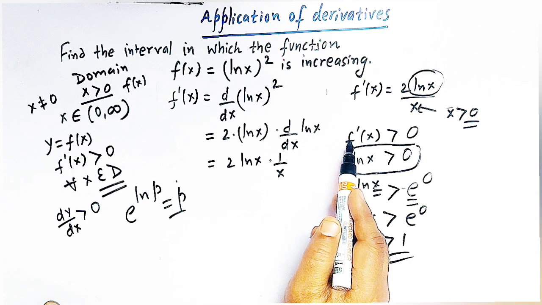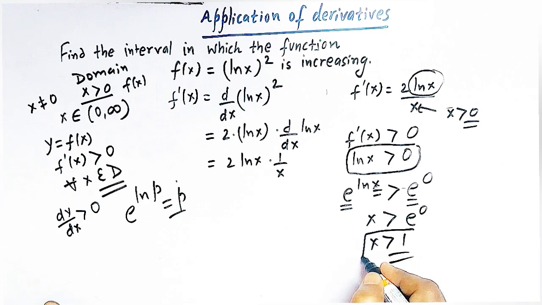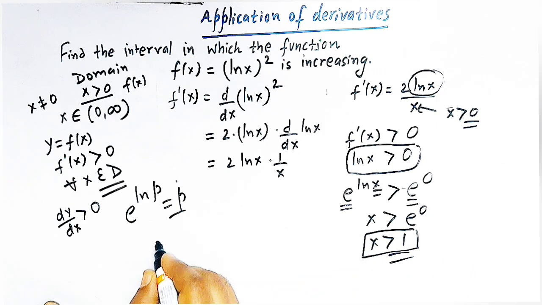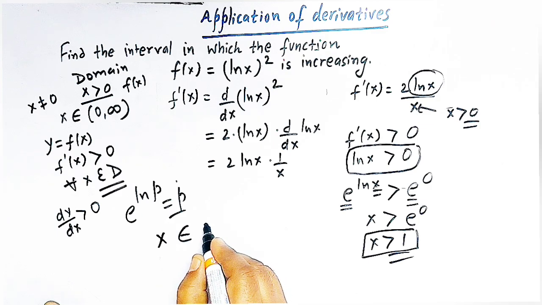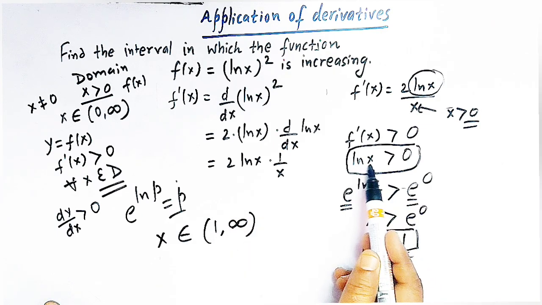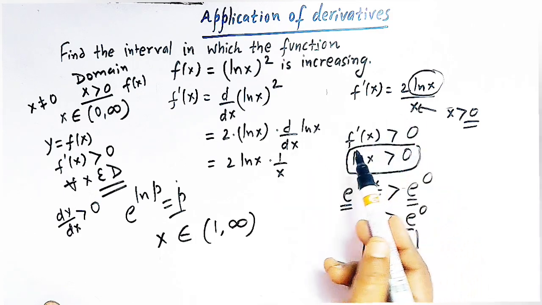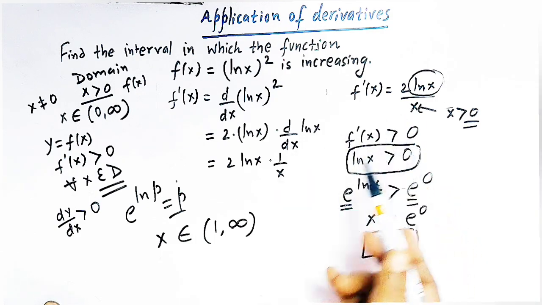So the derivative, that is f prime of x, is greater than 0 when x is greater than 1, right? So when x belongs to the interval 1 to infinity, then natural log of x is greater than 0, and in that case the derivative is greater than 0.